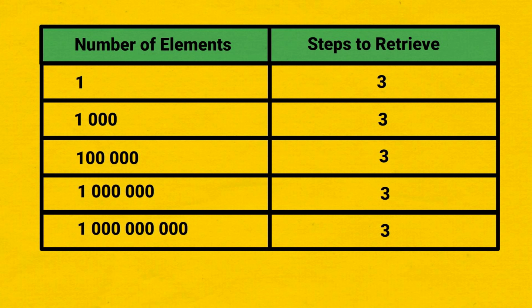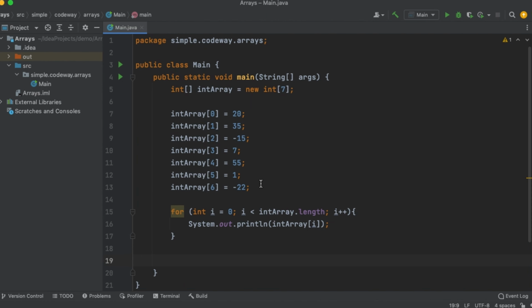So let's take a look at some of the disadvantages of arrays. So let's go back to the IDE. So we have our array here, and let's say we read these numbers in from a file or from a database or something. So we don't see this. I mean, this could be anything.